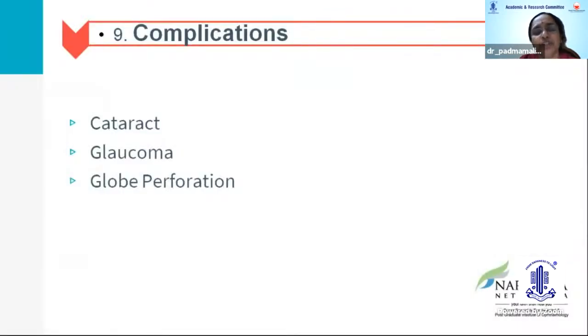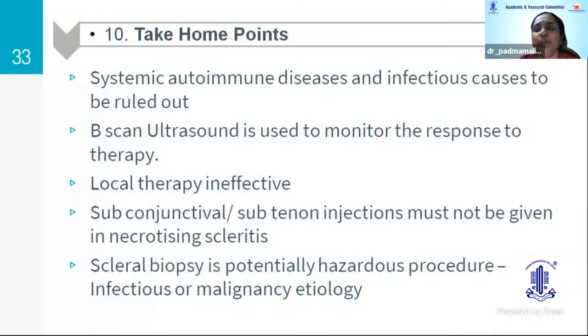Complications similar to uveitis, like cataract and glaucoma, can occur. Necrotizing scleritis rarely can present with globe perforation. To conclude, systemic autoimmune diseases and infectious causes have to be ruled out before we start the patients on systemic steroid therapy. B-scan ultrasound is used not only for diagnosis, but to monitor the response to therapy.